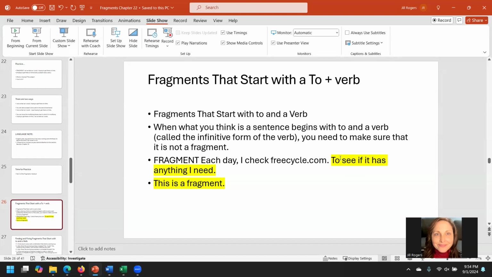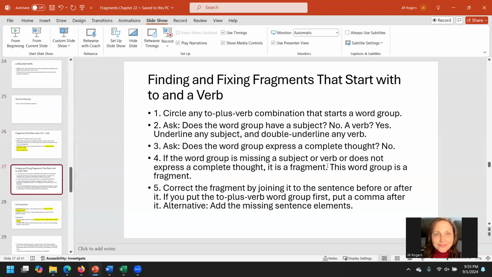Okay, so here's an example. If we read this by itself, it looks like you can already see that it's not a complete sentence. To see if it has anything I need, we see that it's missing a verb, it's missing a subject, right? So it's a fragment. But it was written where it says, each day I check freecycle.com to see if it has anything I need. Now, all you have to do to correct this is very similar to the gerund. Take out that period and make the T lowercase and add it to the sentence before it.